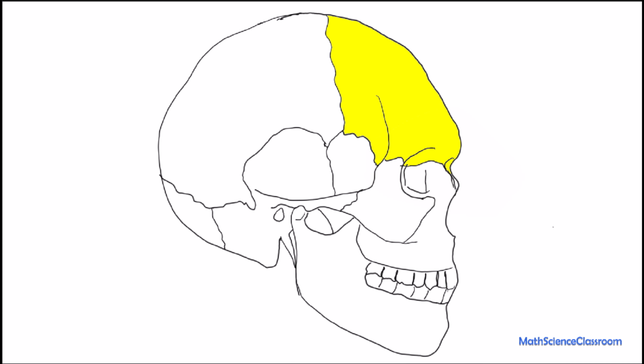On the opposite side of the neurocranium, at the posterior inferior position, or the lower back of the skull, we have the occipital bone. Occipital is Latin for behind head. Color the occipital bone purple or magenta. This is more of a magenta color.